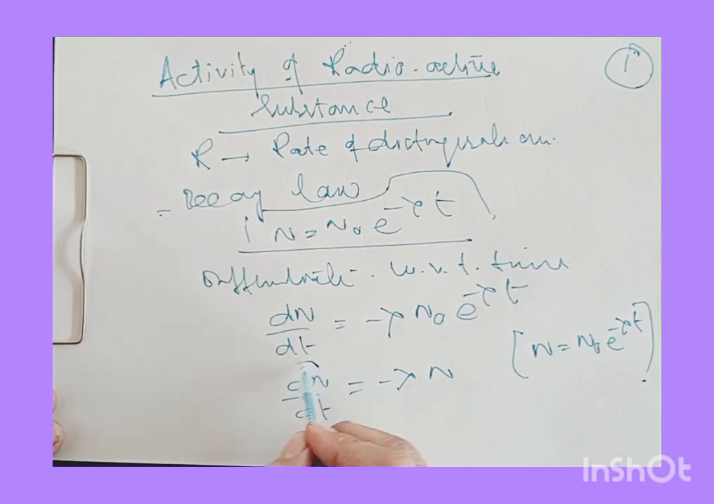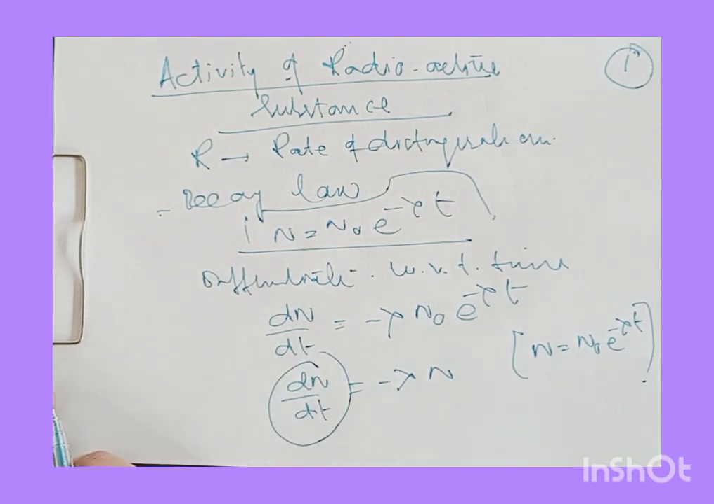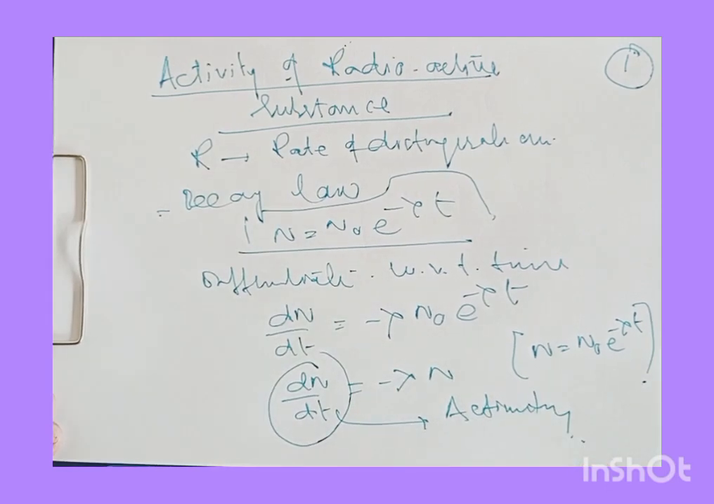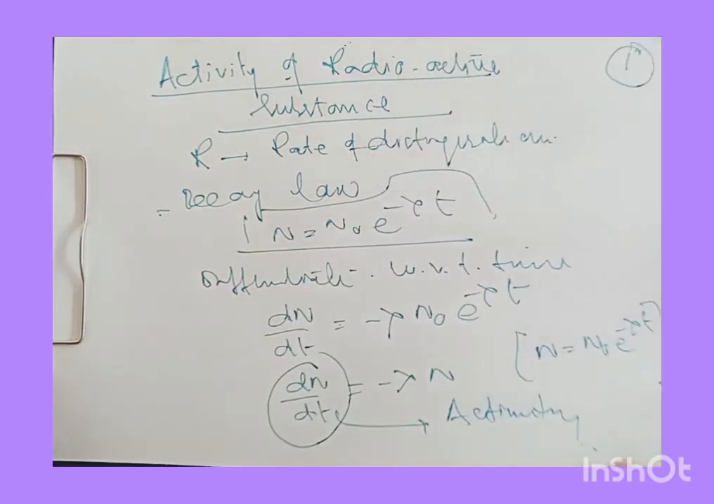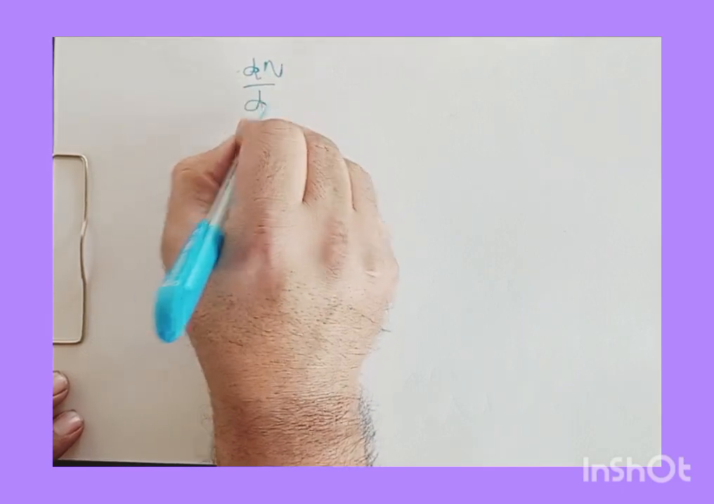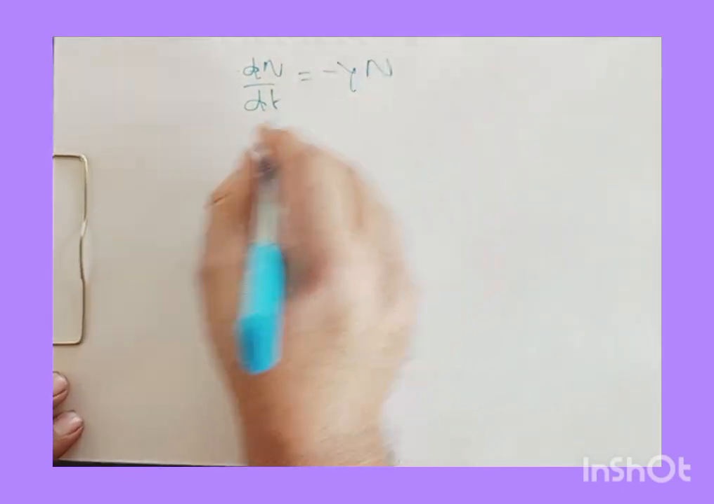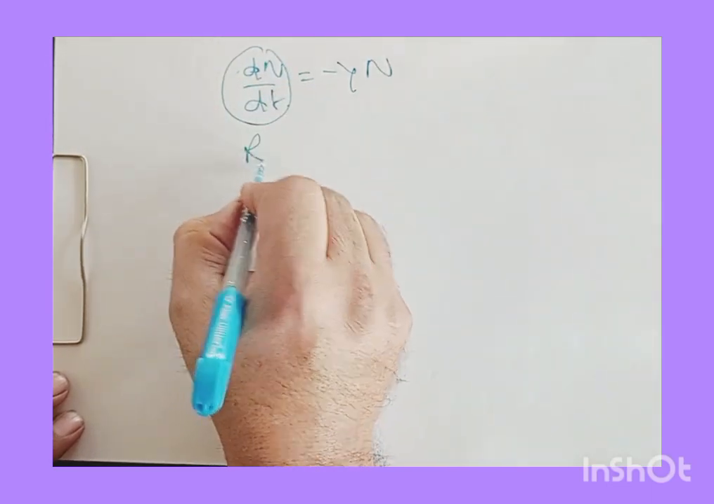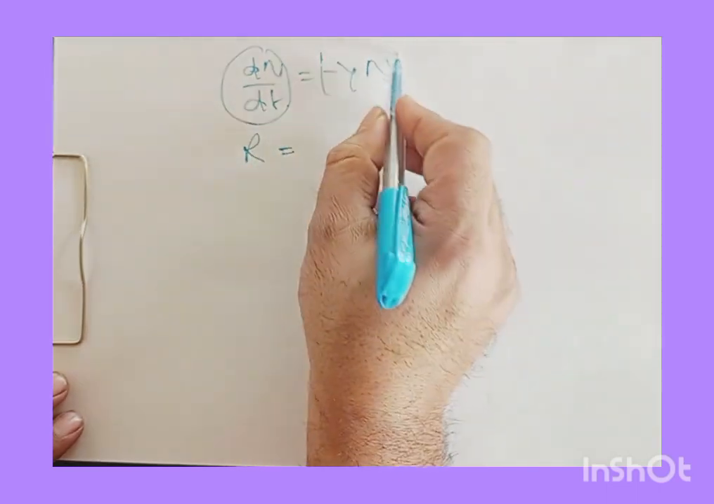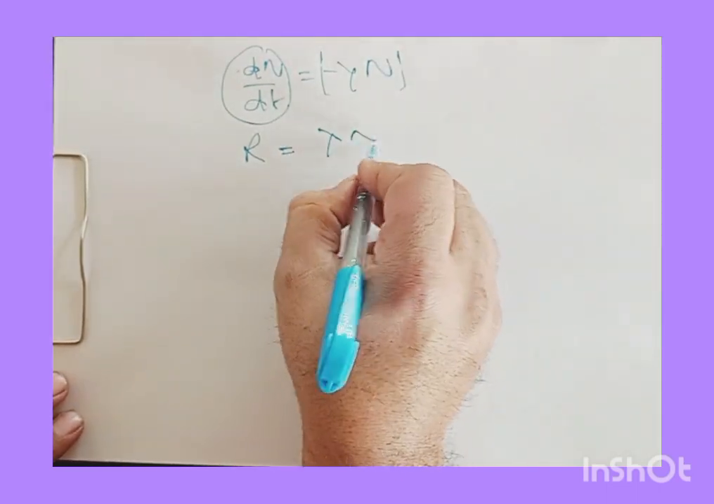And this thing that we have, this is a rate of disintegration. This dn by dt is my activity. This gives the measure of activity. So I can write dn by dt equals minus lambda n, and instead of this, I can write R. So this activity, if I take the magnitude, is lambda n.